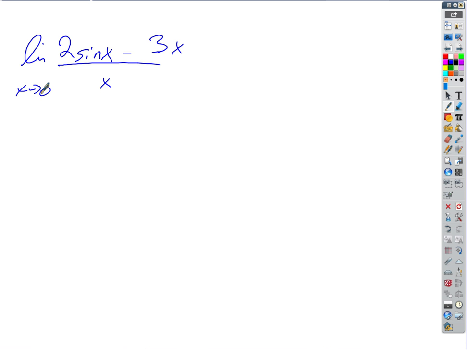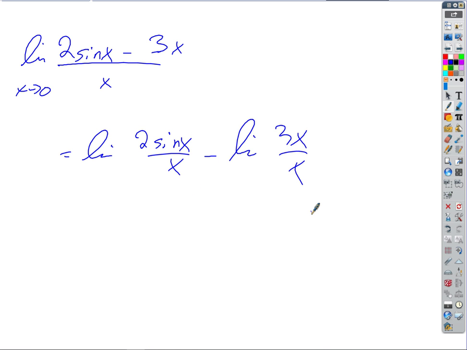Right? So it's easy, right? The point being, it's really not a hard problem, but the point I want to emphasize is just that if you have a limit of a sum or a difference, I just break it into separate limits. So it's no big deal, right? I just make this into the limit of 2 sine x over x minus the limit of 3x over x. I could just put brackets around it and not even write it as separate limits if I want to.